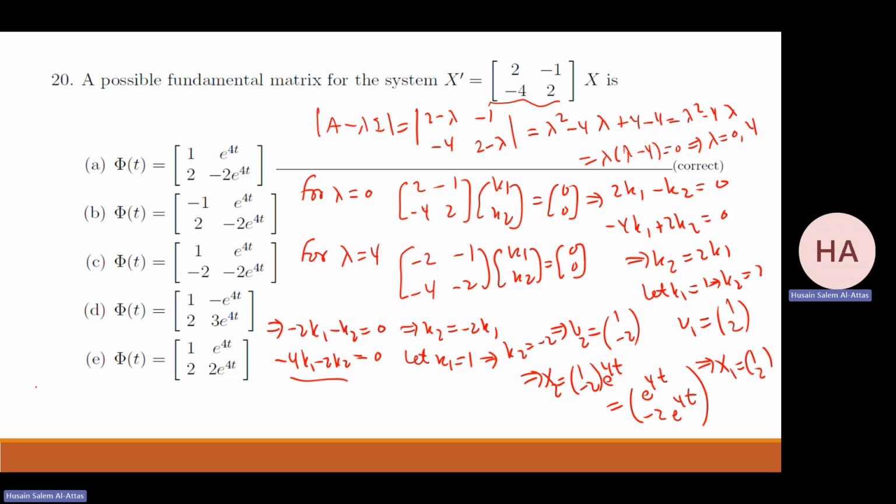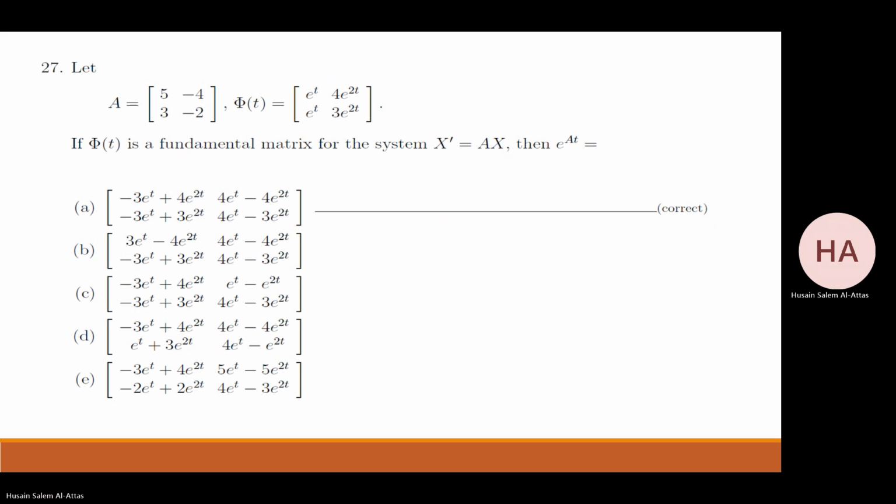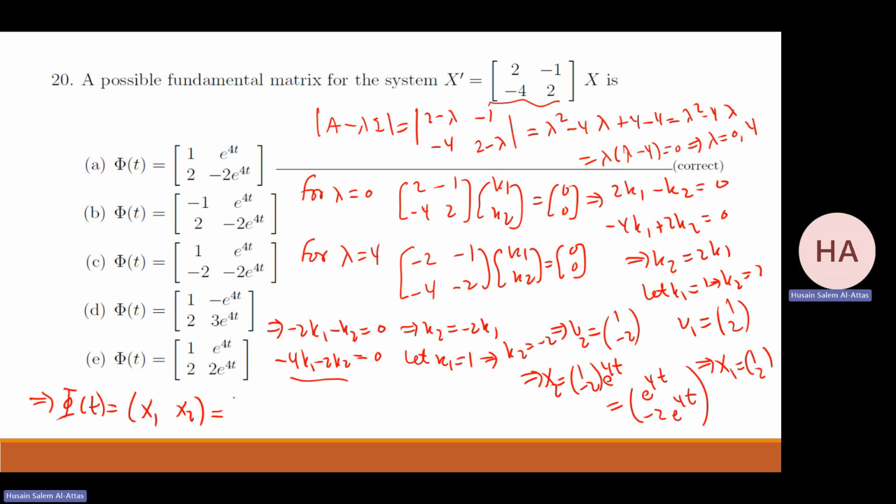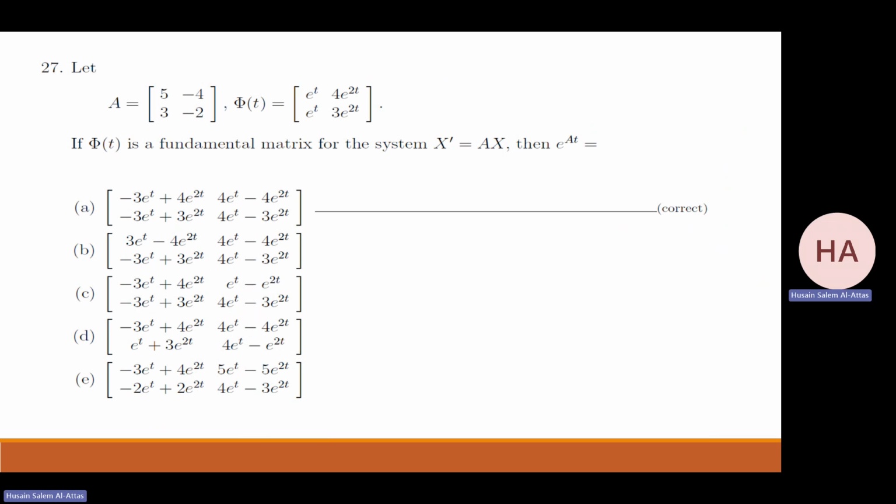So Φ(t) will be x1, x2, just to list them. And that will be [1, e^4t; 2, -2e^4t]. What is this one? Okay, Φ(t) is this. Find e to the power At. e to the power At will be what?